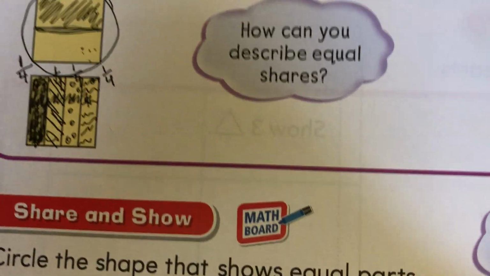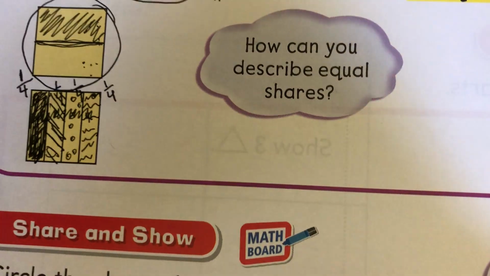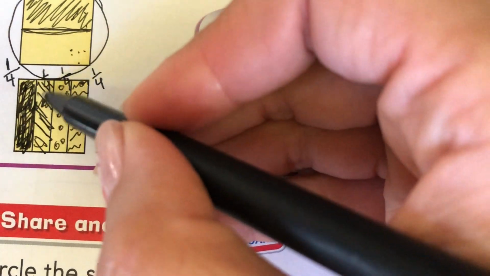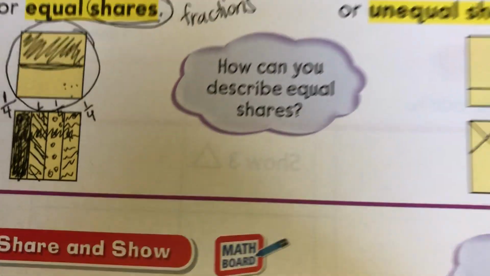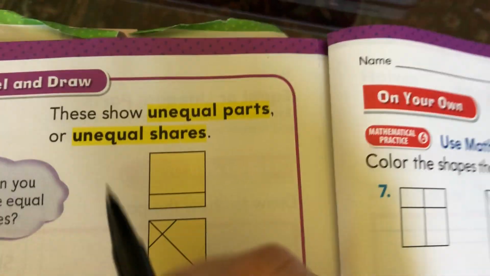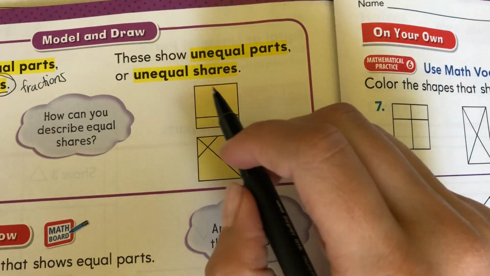Did they each get the same amount? Yes, they did. And I know that because it's broken into completely equal parts, 4 equal parts. Okay, now let's look at unequal parts or unequal shares.